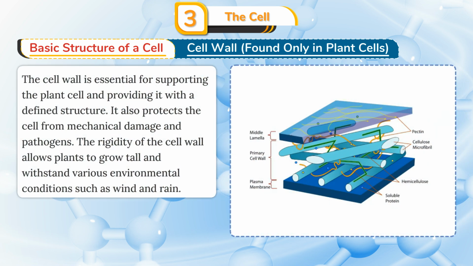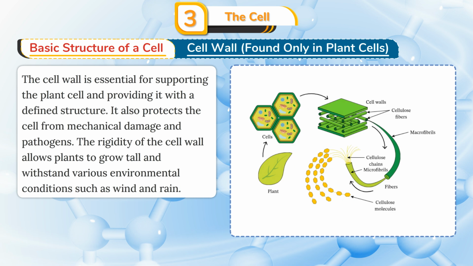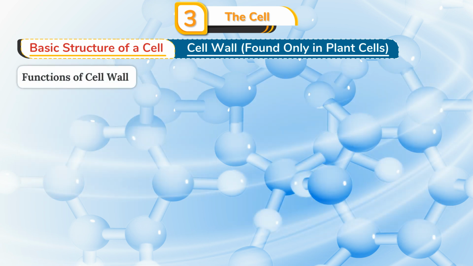The cell wall is essential for supporting the plant cells and providing them with a defined structure. It also protects the cell from mechanical damage and pathogens. The rigidity of the cell wall allows plants to grow tall and withstand various environmental conditions such as wind and rain. Functions of cell wall.